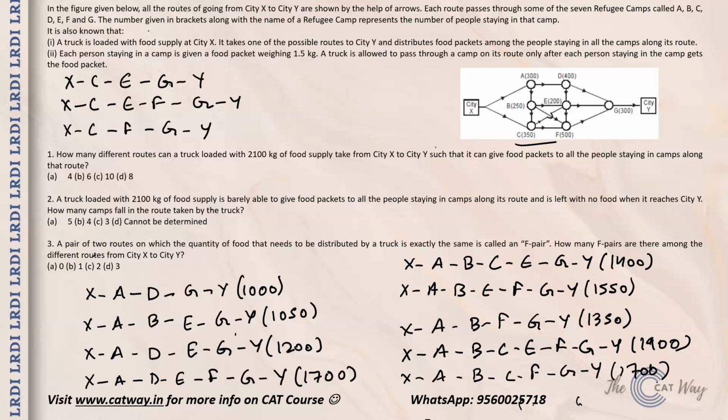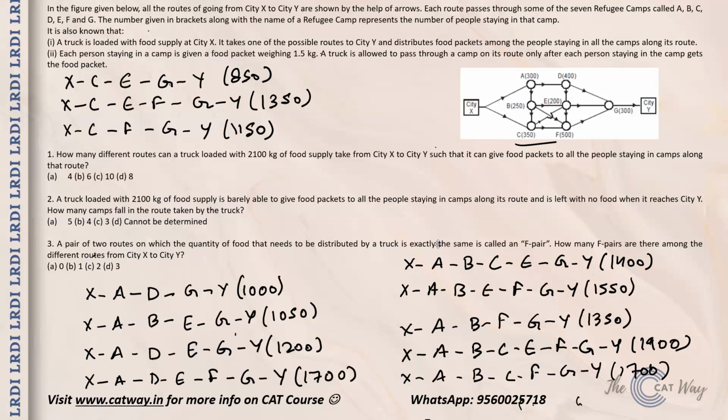And then moving on to XC, so in XC, when you go to EGY, you have 850 people. When you go to EFGY, you have 1350 people, and when we directly go from C to FGY, we have 1150 people. So this is done. Now moving on to the set.